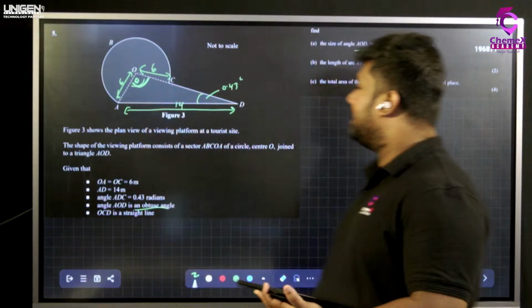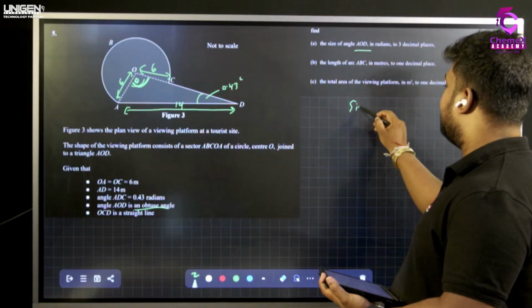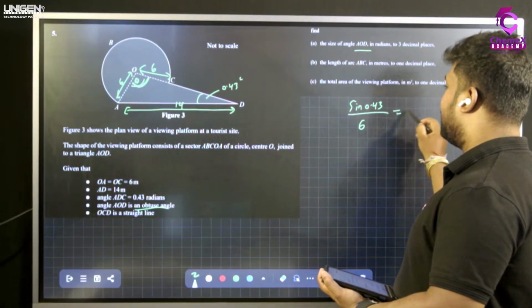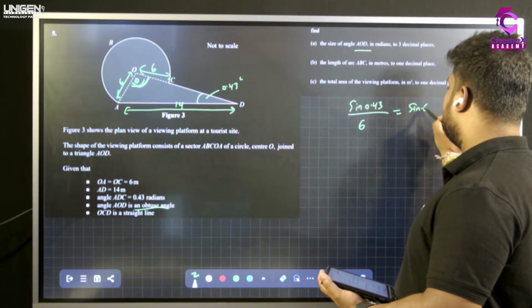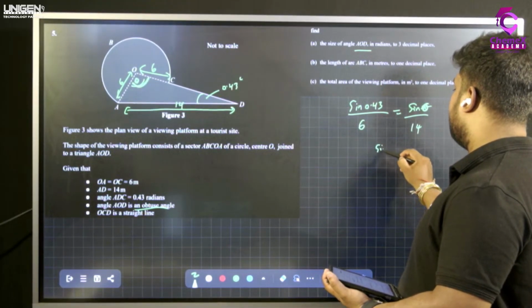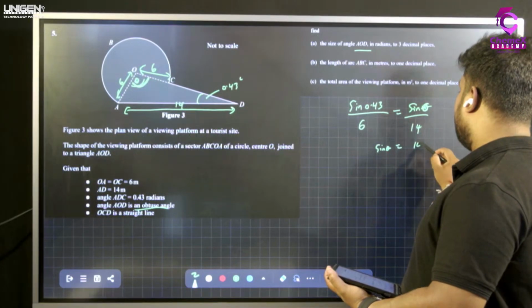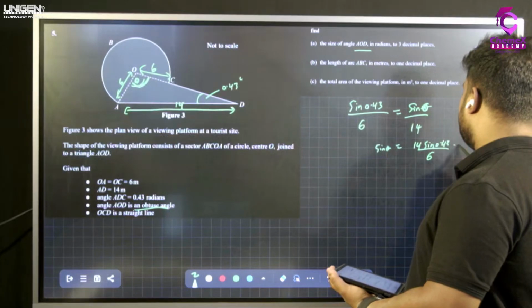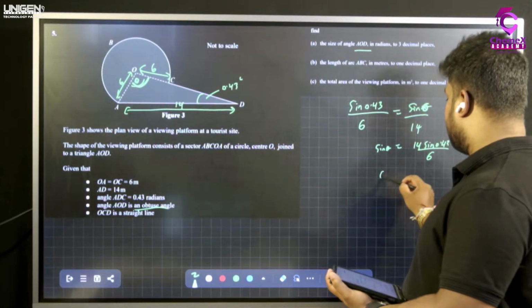So you have to use sin 0.43. Make sure you are in radian mode, otherwise this will go wrong. Sin theta over 14. So you know sin theta equals 14 sin 0.43 divided by 6. So what's the answer? Sin inverse.